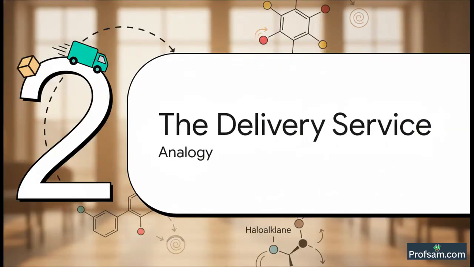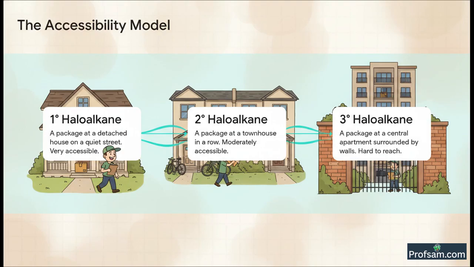To make this idea really stick in your mind, let's use a very simple, everyday analogy. Just imagine a delivery service. This will make the idea of molecular crowding very, very easy to remember. Okay, think of a primary haloalkane like a package that's been left at a standalone house on a quiet street. The delivery person can just walk right up to it, no problem.